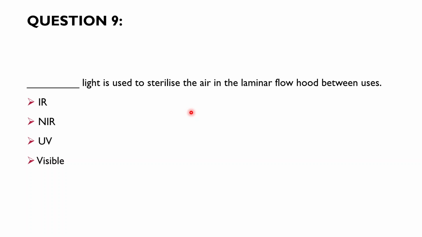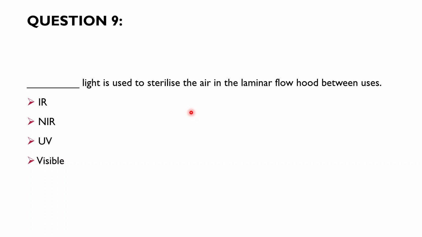So a few of you are already saying that it should be option C, UV. As we have discussed before, before we start working in the cell culture lab, at the beginning of the day, we switch on the UV light in our cell culture room, and also the UV light inside the cell culture hood. So we sterilize the air inside the cell culture room with the help of a UVC lamp, and at the beginning of the day, we keep the UV switched on for about 30 minutes, and then before each use, we keep it on for 15 minutes.